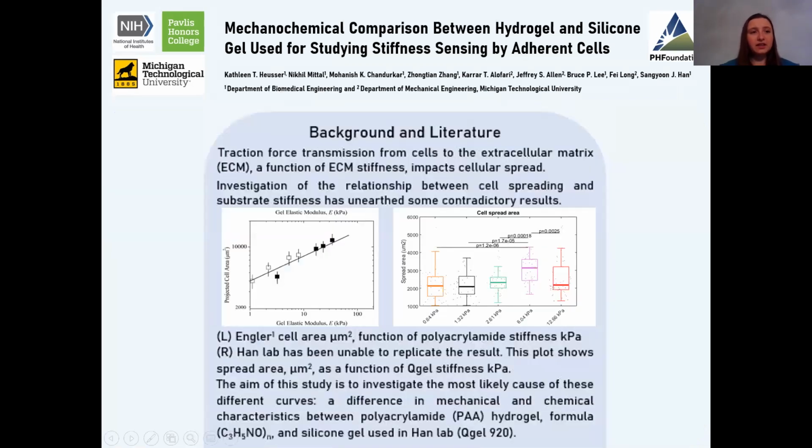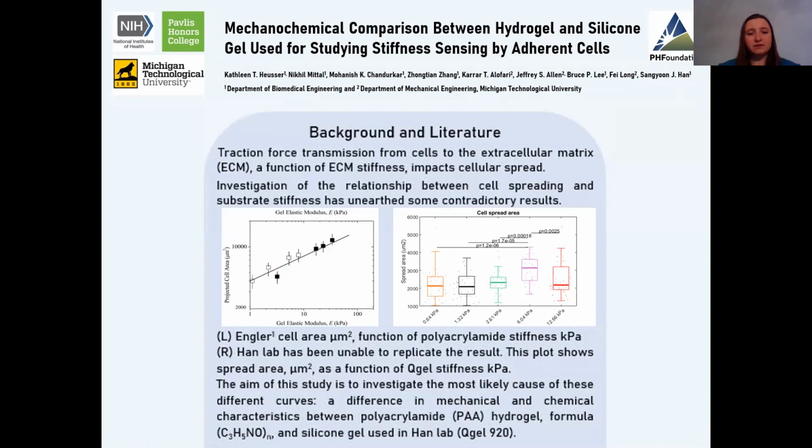For a bit of background, the extracellular matrix, or ECM, stiffness affects cellular adhesion and spreading by cell force sensing mechanisms. Investigation of these mechanisms has yielded some contradictory results, and we think that the different types of gel used in the studies may be the culprit.